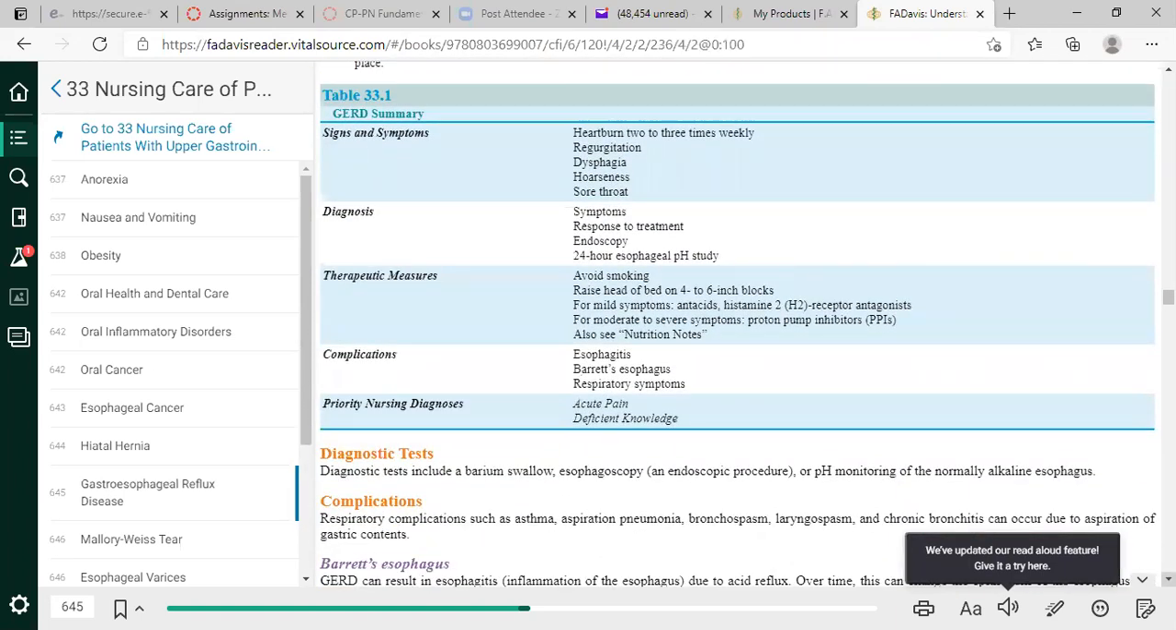Therapeutic measures: again, cigarette smoking does contribute to GERD, so avoid smoking. The patient needs to have the head of their bed elevated when they are experiencing GERD to prevent it. It can even be to the point where you put some blocks under your mattress to keep the head of the bed elevated, or use multiple pillows.